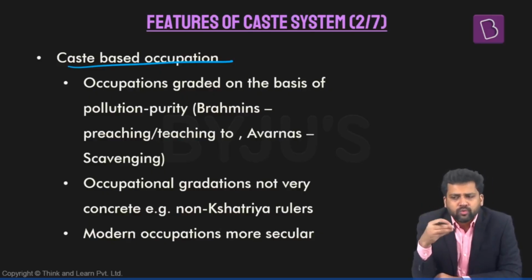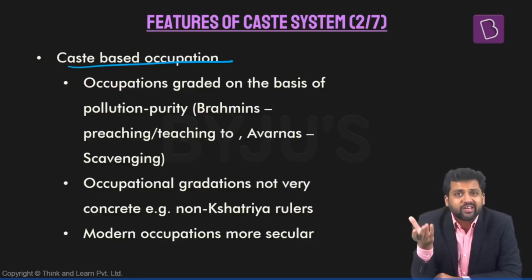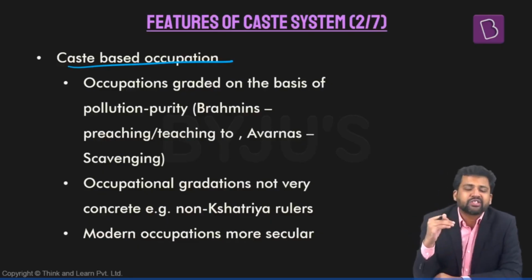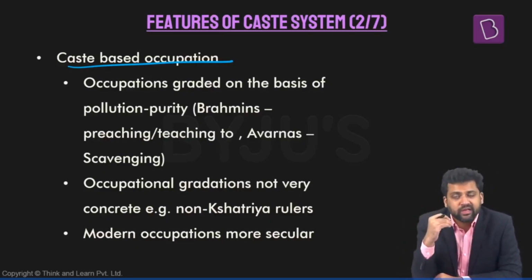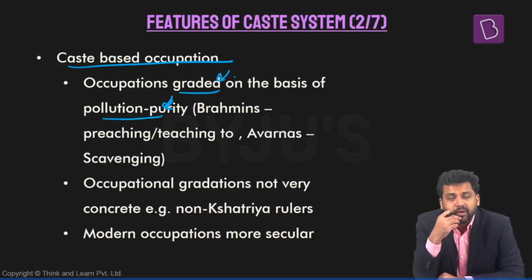So those kinds of occupations which people practiced, which were considered to be impure, polluting, those castes will be given a lower status in the caste hierarchy. While other occupations, which are considered to be pure, those people who are practicing those occupations will be given higher status in the caste hierarchy. So occupations are graded on the basis of pollution and purity.